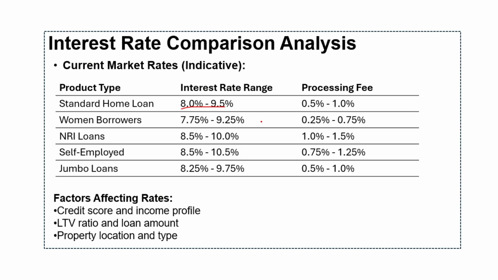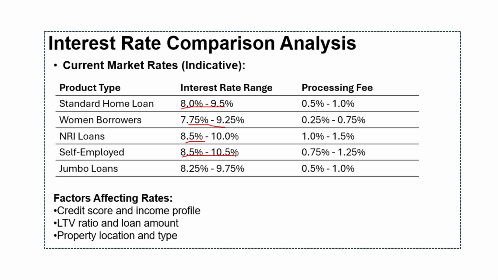Women borrowers benefit from social policy initiatives and statistical performance advantages, receiving a 0.25% rate concession that translates to substantial long-term savings. After women, we can go to NRI. NRI loans command premium pricing due to additional operational complexity, foreign exchange considerations, and limited collection options in default scenarios. Then we have self-employed.